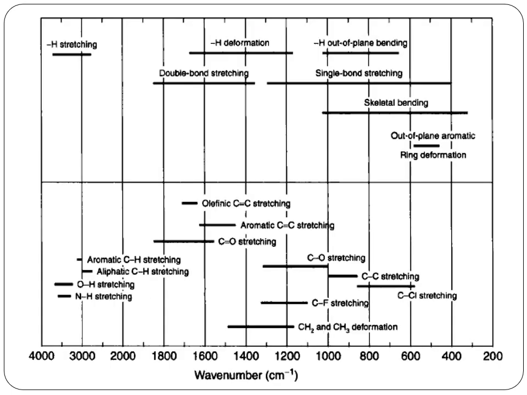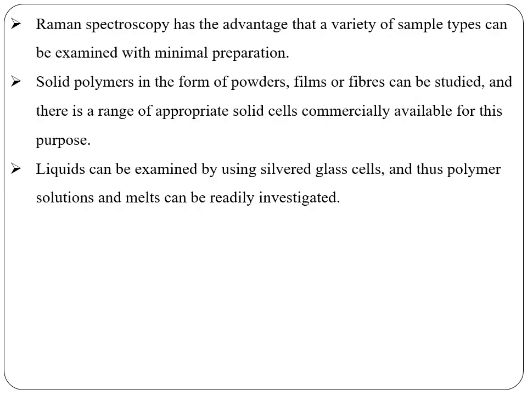This is a correlation table for Raman spectroscopy to assign the frequencies to different functional groups present in the polymer. Raman spectroscopy has the advantage that a variety of sample types can be examined with minimal preparation. Solid polymers in the form of powders, films, or fibers can be studied, and there is a range of appropriate solid cells commercially available for this purpose. Liquids can also be examined by using silvered glass cells, and thus polymer solutions and melts can be readily investigated by using this technique.